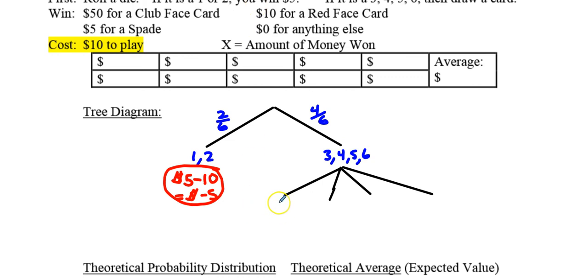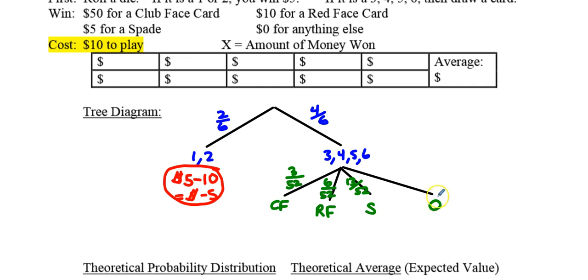All right, so the first possibility is winning a club face card. And that probability is there are 3 club face cards out of 52. The next outcome is a red face card. So there are 6 red face cards out of 52. The next outcome is a spade, and there are 13 spades out of 52. And the last is anything else.